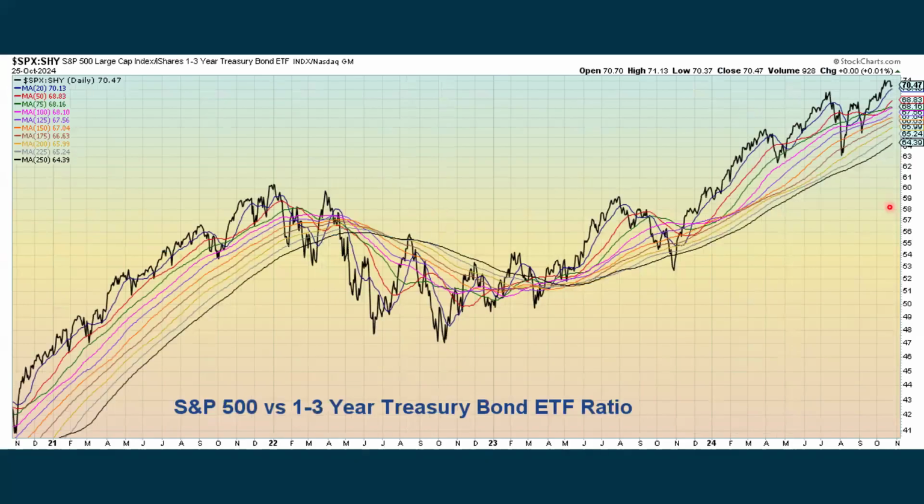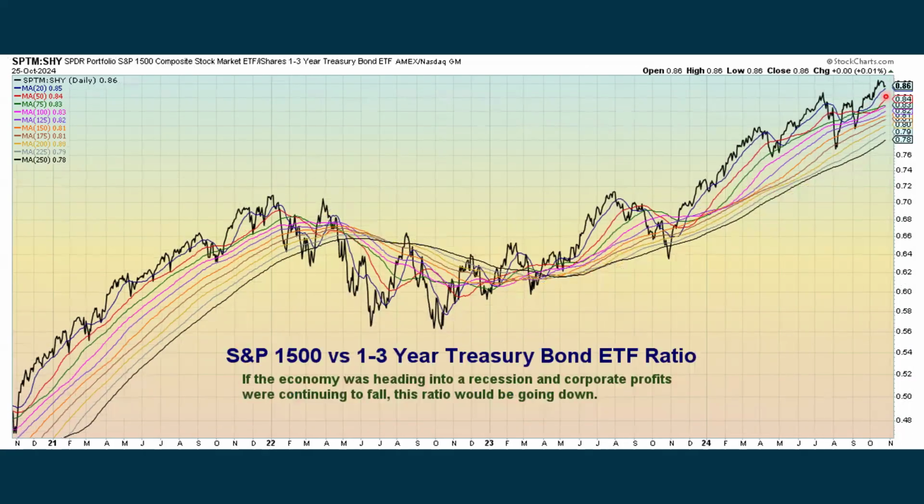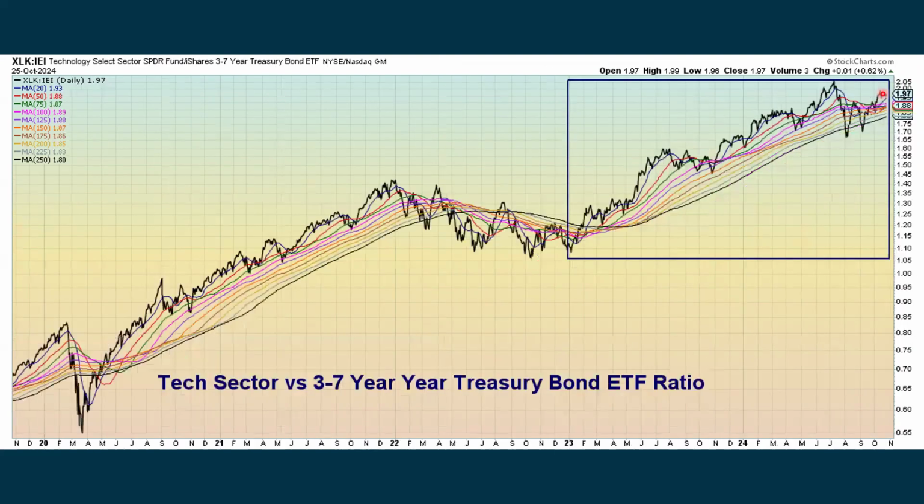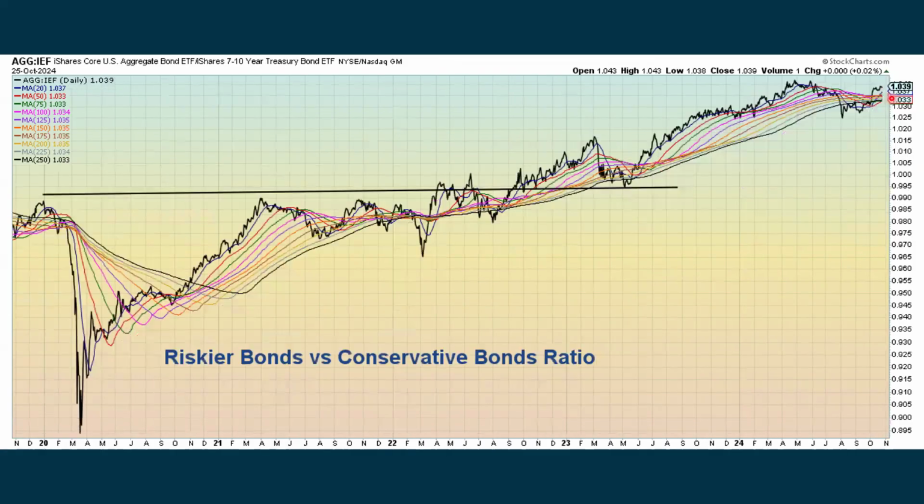Then we look at some ratios between the S&P 500 and short-term bonds based on price, showing how stocks are outperforming. We're up above the rainbow. Then we look at a broad market measure with short-term bonds, coming down but still above the rainbow. And we look at a broad market measure and go a little further out with the price of bonds, showing how stocks are outperforming. We look at the tech sector, which is hanging in there pretty well when we compare it to 3 to 7 year bonds.